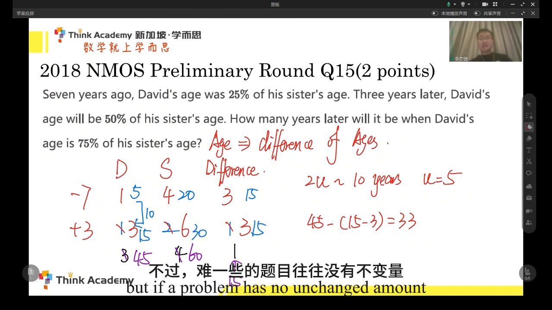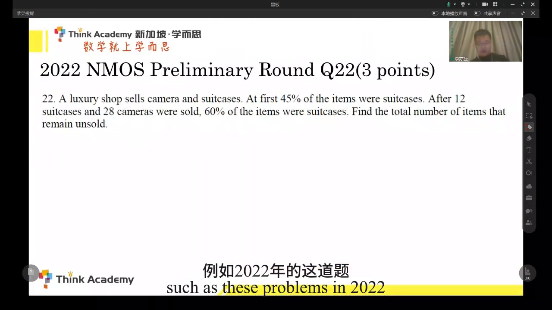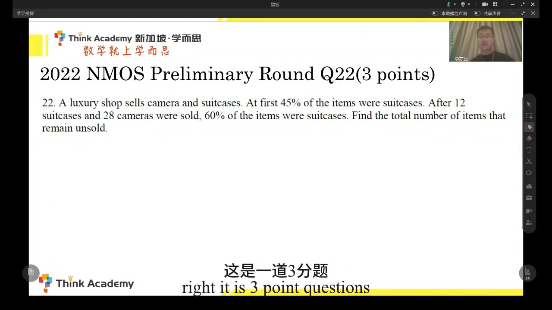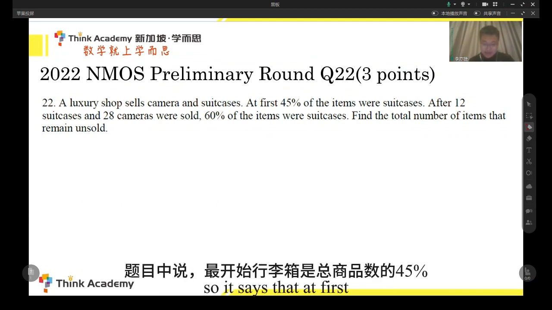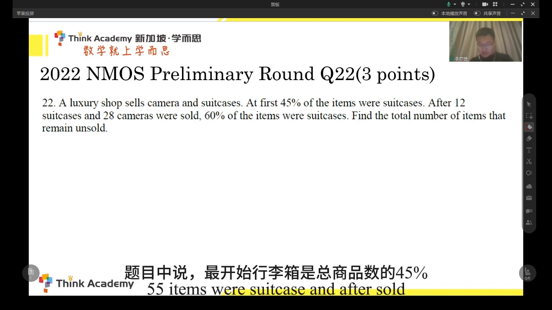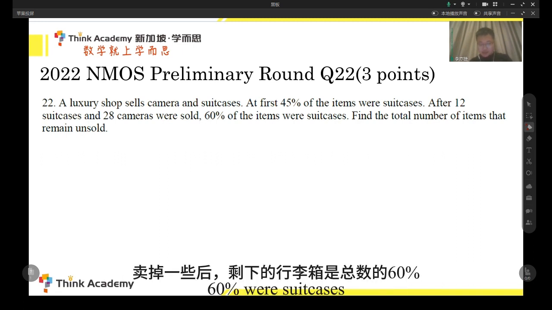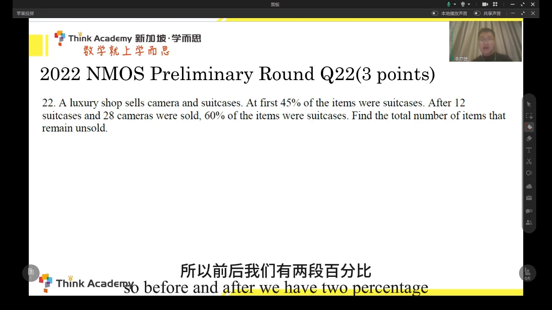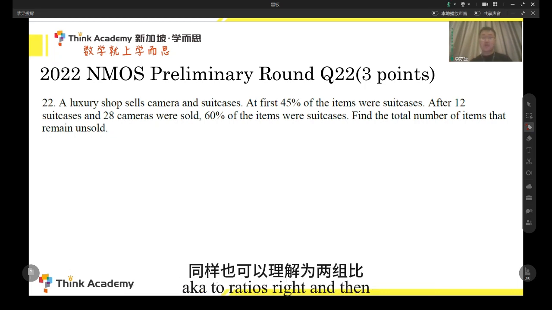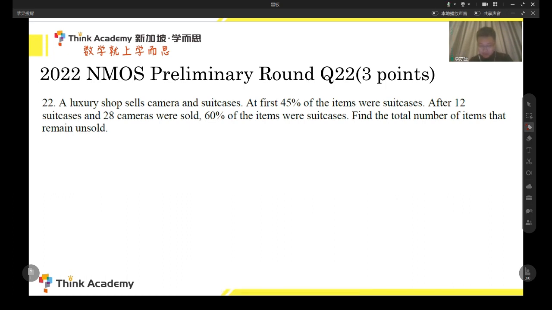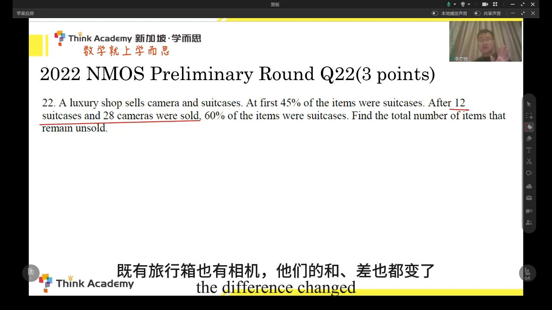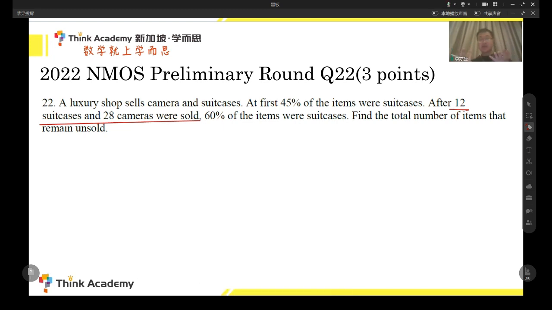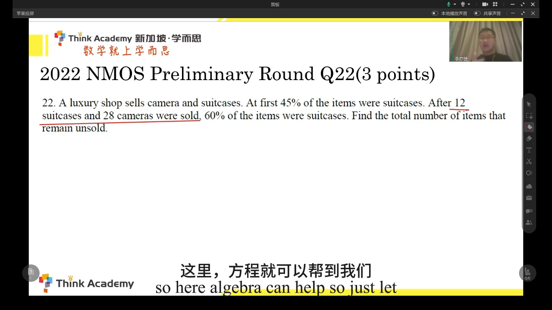But if a problem has no unchanged amount, such as these problems in 2022, right, it's 3-point questions. I have mentioned that in 3-point questions, usually we should use algebra. So it says that at first, 55 items were suitcases, and after some were sold, 60% were suitcases. So before and after, we have 2 percentages, aka 2 ratios, right? And then we sold something. Notice that both the suitcases and cameras were sold, so the sum changed and the difference changed. So we cannot find an easy unchanged amount. So here, algebra can help.